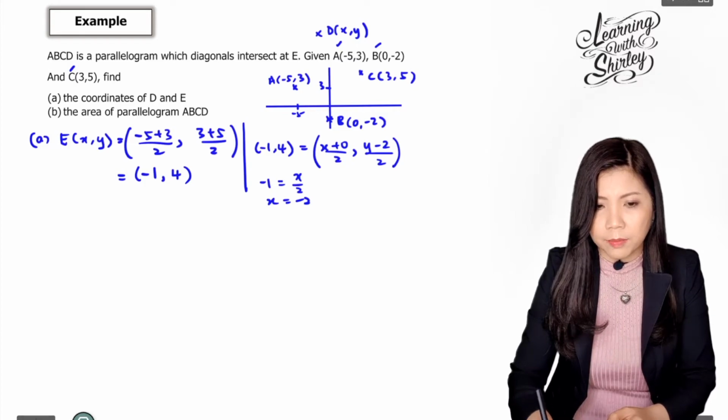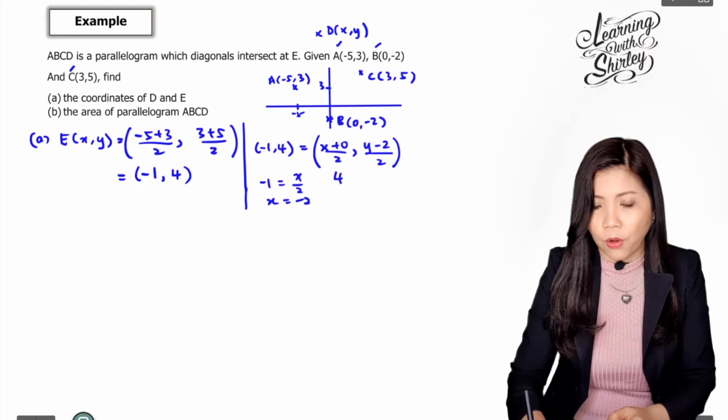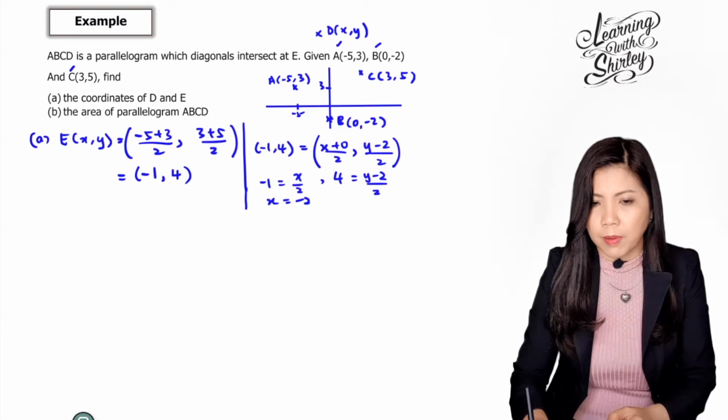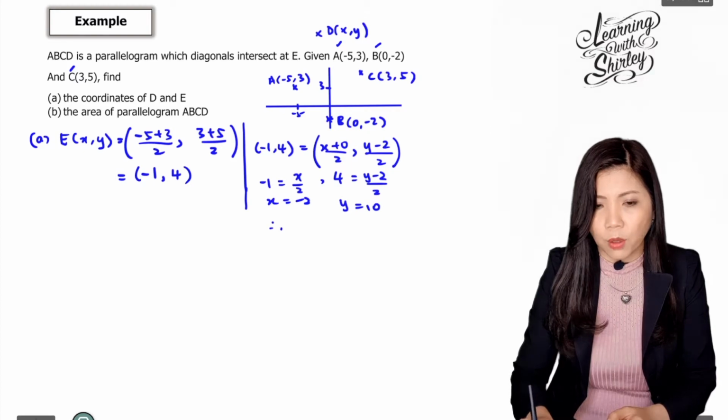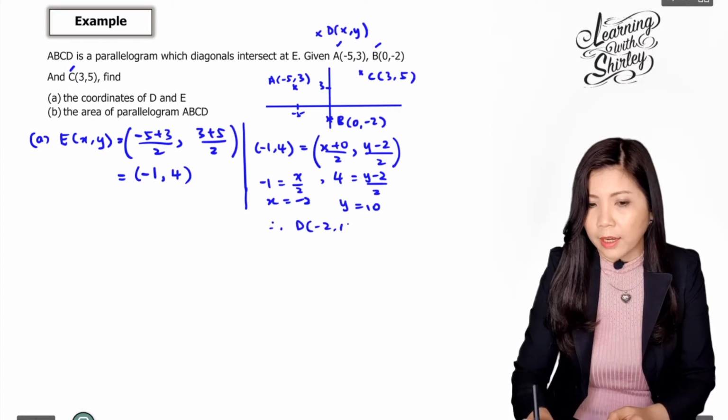I'll make this line longer. To find y, 4 equals (y minus 2) over 2. So bring the 2 over, which is 8, and 8 plus 2 is 10, so y is 10. Now we have the coordinate of D, which is (-2, 10).